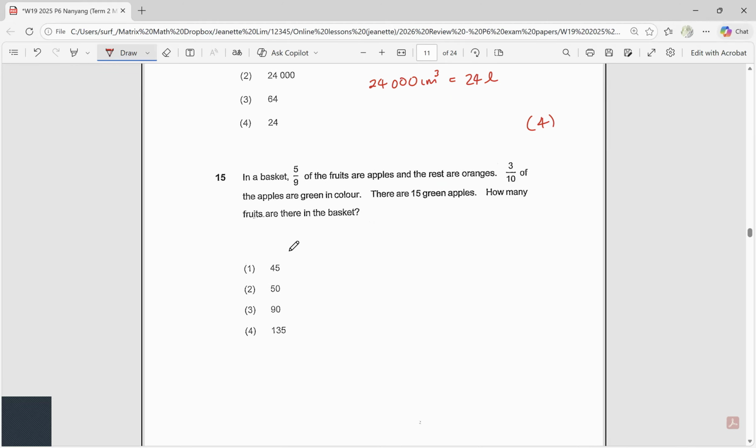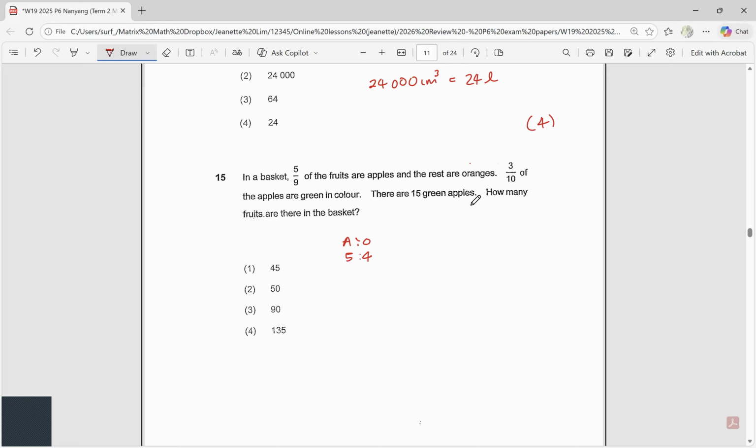Question 15. In a basket, 5/9 of the fruits are apples, the rest are oranges. 3/10 of the apples are green, the rest are red. There are 15 green apples. How many fruits are there in the basket? Okay, let's just use ratio for this. 5/9 are apples, the rest are oranges. So my ratio, if I write apples to oranges, 5 units for apples, the rest are oranges. So the rest would be 4/9, 4 units.